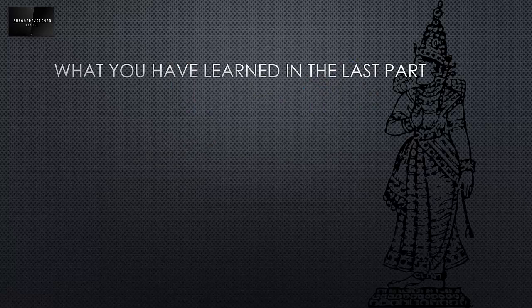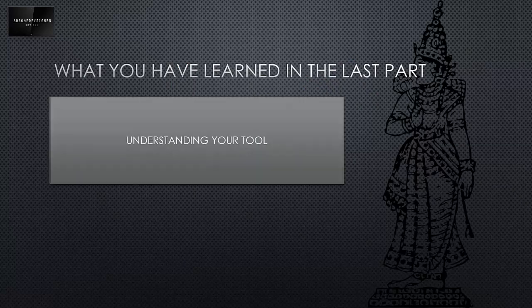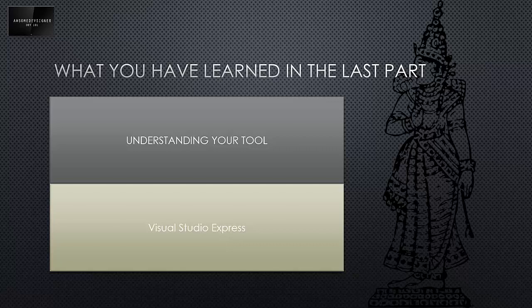Okay, let's see what you have learned in the last part. You have learned about understanding your tool, and your main tool is Visual Studio, in our case, Visual Studio Express. And what you have learned is how to create a new project, what makes up a project, what are the files within a project, and what are they good for, what are references, properties, what is the app.config file, and what are context-driven menus. And you finished your first little project, HelloAzure.